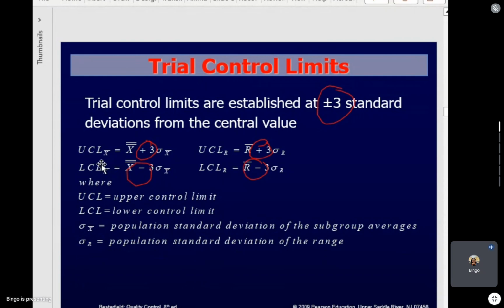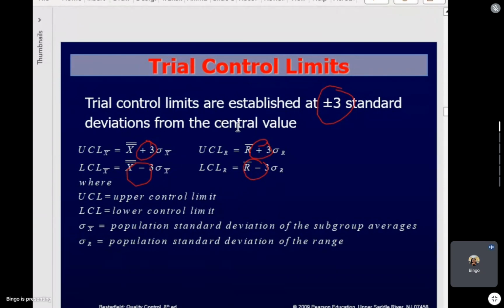Okay. So for upper control limit, for your X bar, you have your X double bar plus 3 sigma. Then for the lower control limit, you have your X double bar minus 3 sigma. For your upper control limit for the range, kapag nakuha na natin si average ng range, you have R bar plus 3 sigma. And for the lower control limit for range, you have R bar minus your 3 sigma. So, yan po yung formula na tatandaan ninyo.